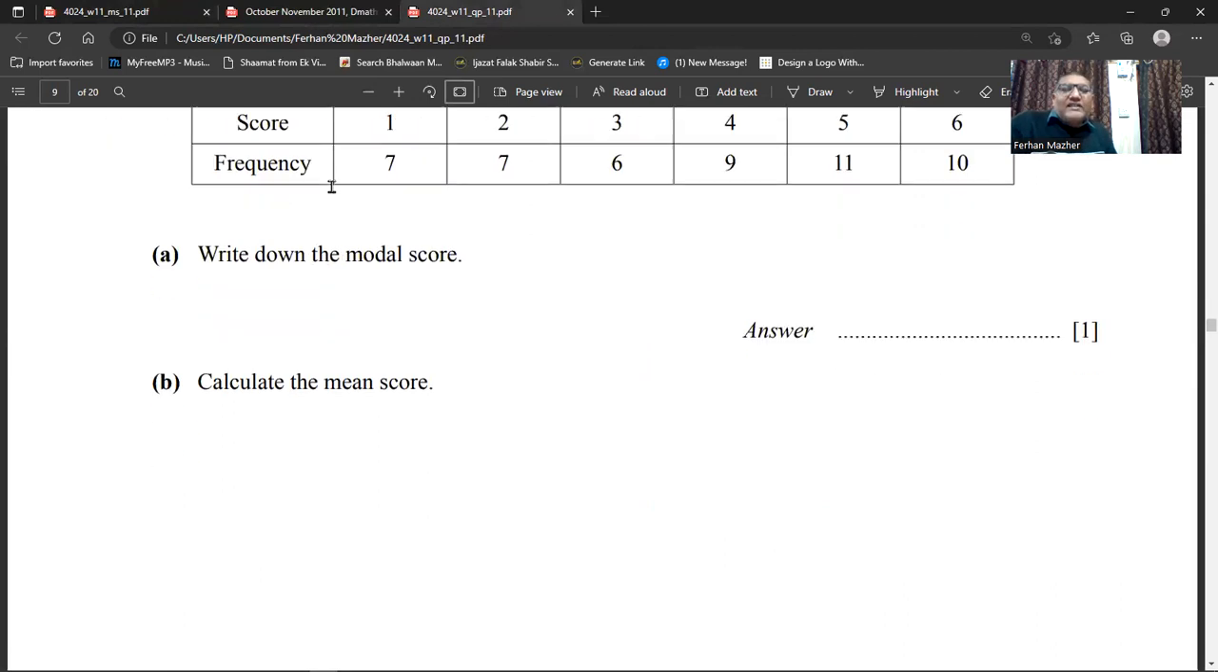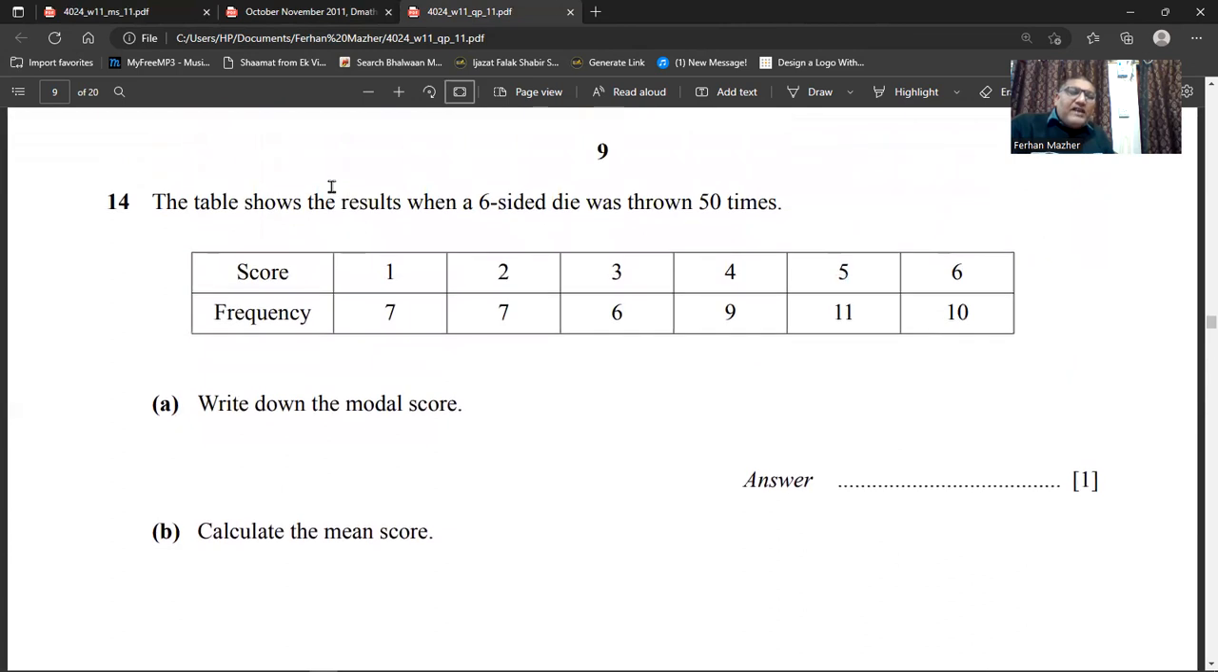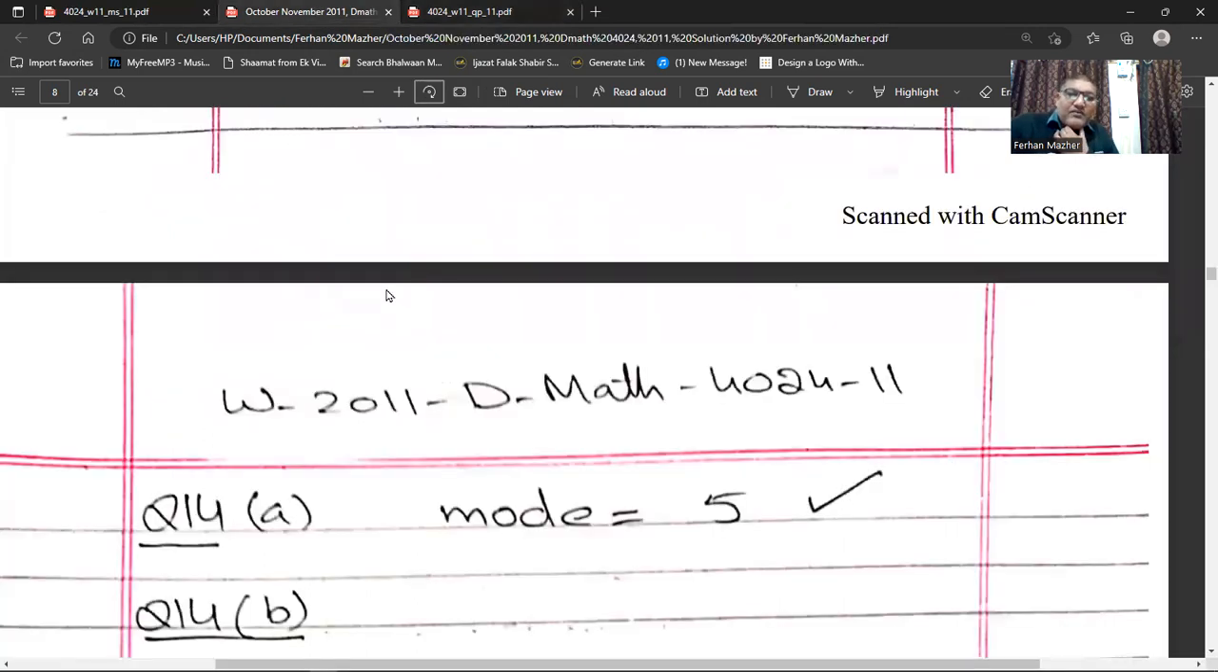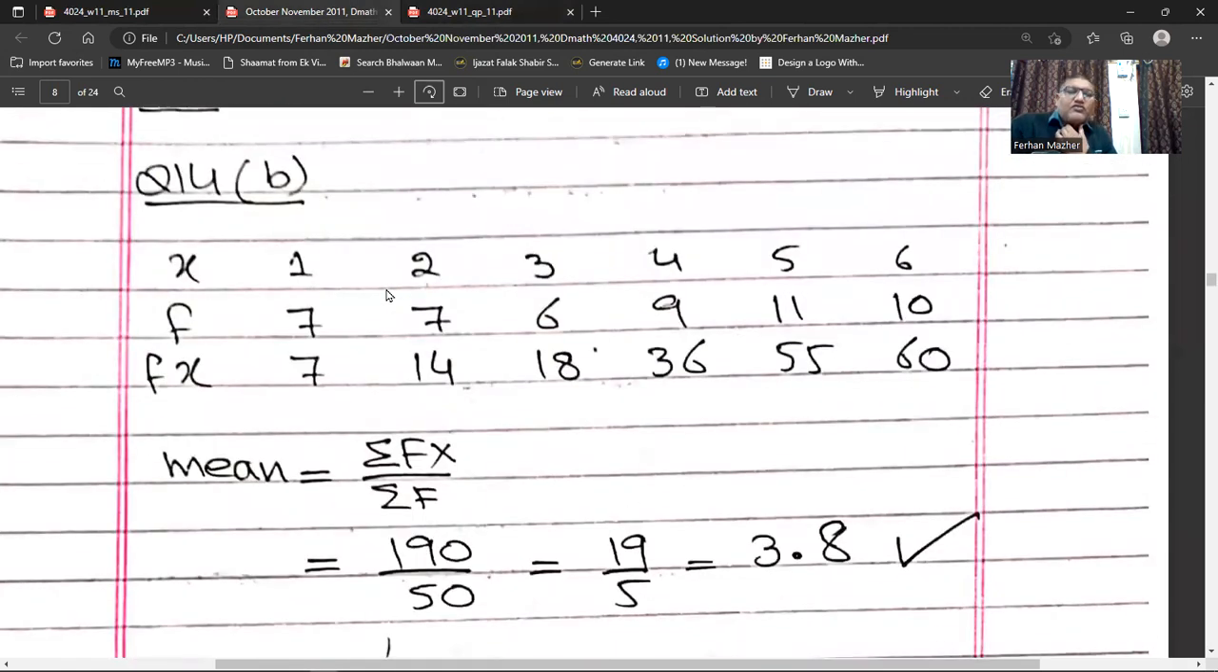Then they say calculate the mean score. It's a 2 marks question. We have to find the mean. This is called x, this is called f, and then I write here fx, and I will find the product of f and x. This is fx. So 1 into 7 is 7, 2 into 7 is 14, 3 into 6 is 18, 4 into 9 is 36, 5 into 11 is 55, 6 into 10 is 60.